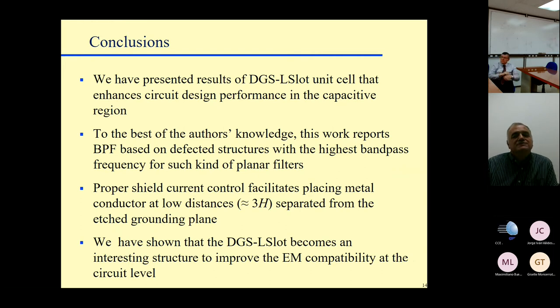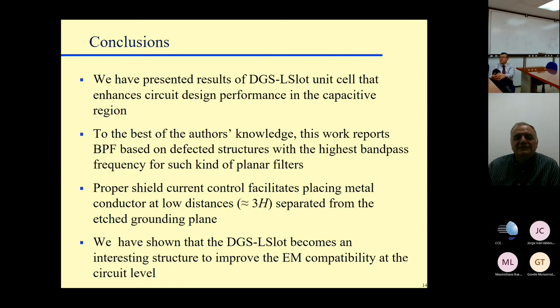To the best of the author's knowledge, this work reports a bandpass filter based on defected structures with the highest bandpass frequency for these planar filters. Another important issue is the capability to provide some conductor that avoids any undesired interaction with the lower plane. And this facilitates, because of the low radiation, placing metal conductor at low distance. So this is an important issue for the design of such filters.